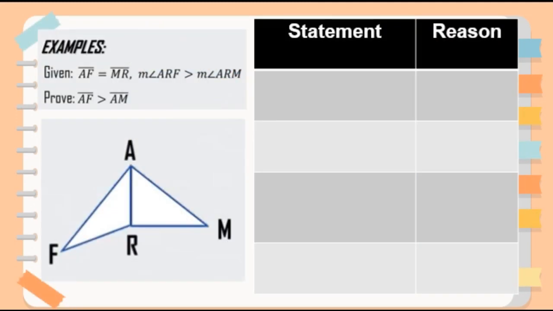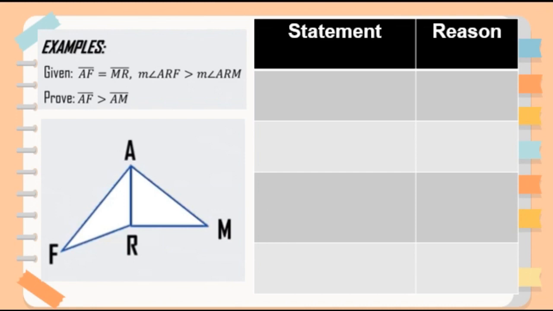Let's take an example. Given line segment AF is equal to line segment MR. Measure of angle ARF is greater than measure of angle ARM. Let's prove that line segment AF is greater than line segment AM. So I have here a two column proof.